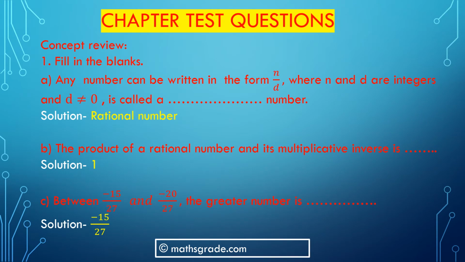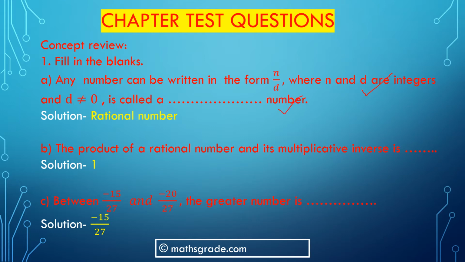Now we'll solve question number 1. Question number 1 is fill in the blanks. First, bit A: any number can be written in the form n divided by d, where n and d are integers and d is not equal to 0. That number is called a dash number.